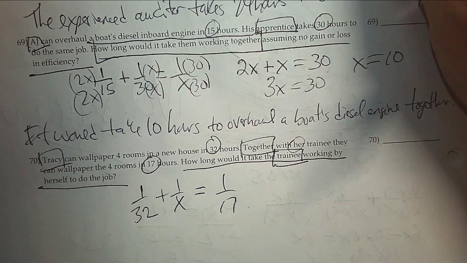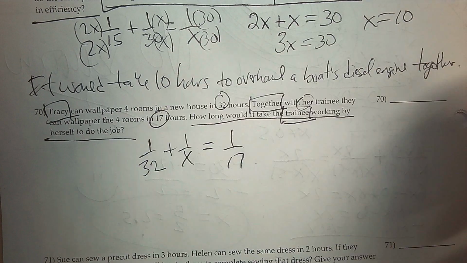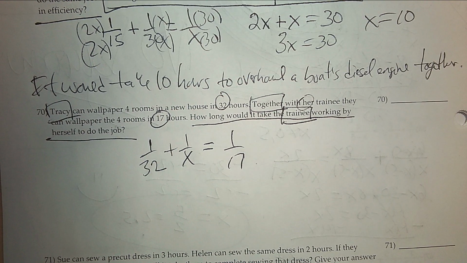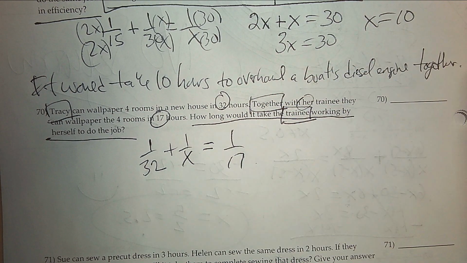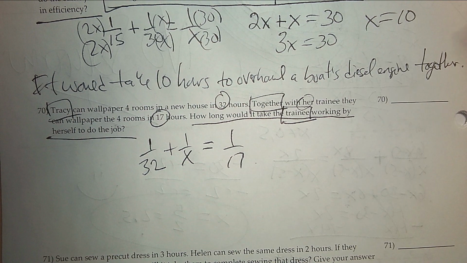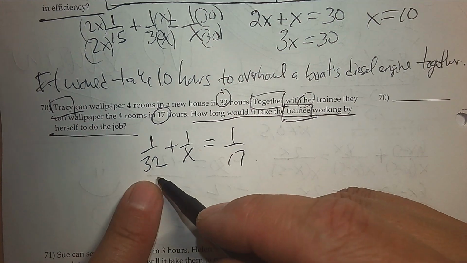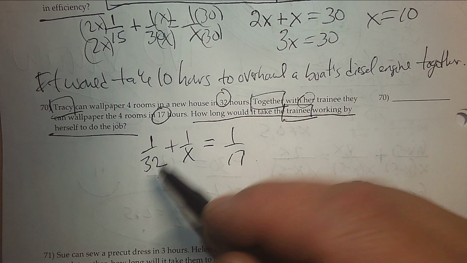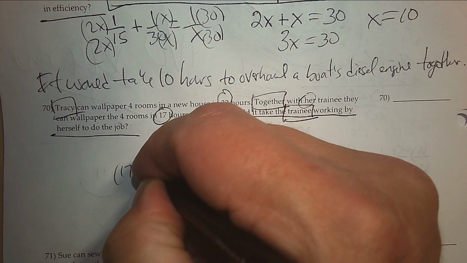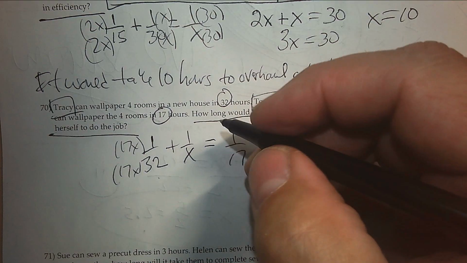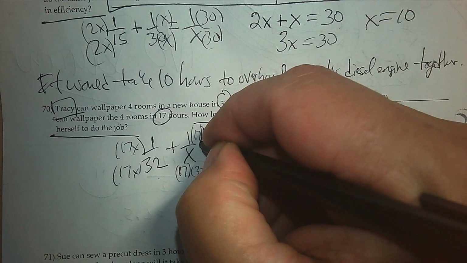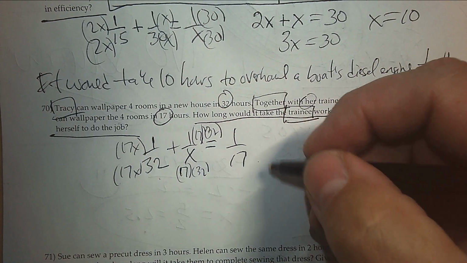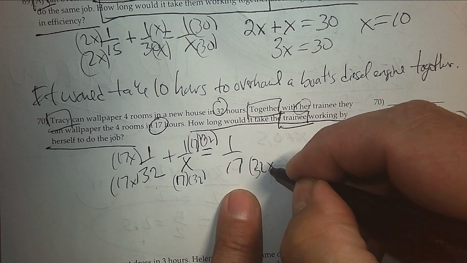Oh, that was on the video right there. So then, I know, right? I need common denominators. So this needs a 17 and x. This needs 17 and 32. I'll do that in a second. Then the last one needs a 32 and x.